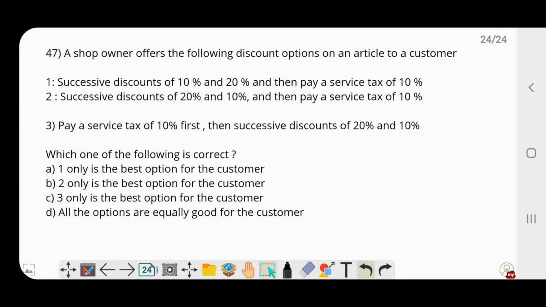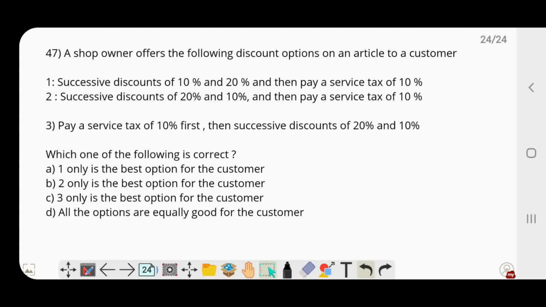We have the 47th question. A shop owner offers the following discount options on an article to a customer. Successive discounts of 10% and 20% and then pay a service tax of 10%. Second option, successive discounts of 20% and 10% and then pay a service tax of 10%. Or third option, pay a service tax of 10% first, then avail the successive discounts of 20% and 10%. Which one of the following is correct?